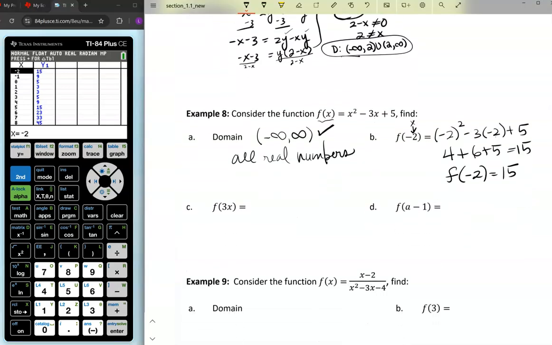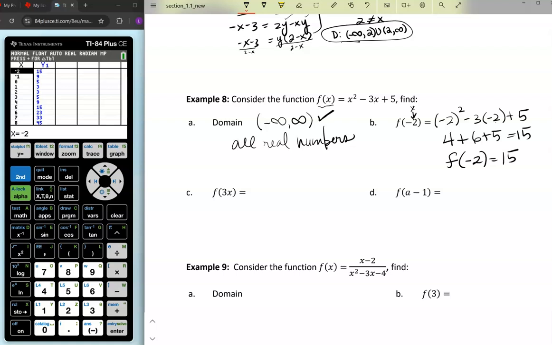All right, so the next two function evaluations, one of them involves putting another function of x into f of x, and then the next one involves putting in an expression. So f of 3x says that everywhere there's an x, I'm going to put a 3x. So I have 3x squared minus 3 times 3x plus 5. And I get 3 squared is 9 times x squared. Minus 3 times 3 is 9 times x plus 5. So there's that answer.